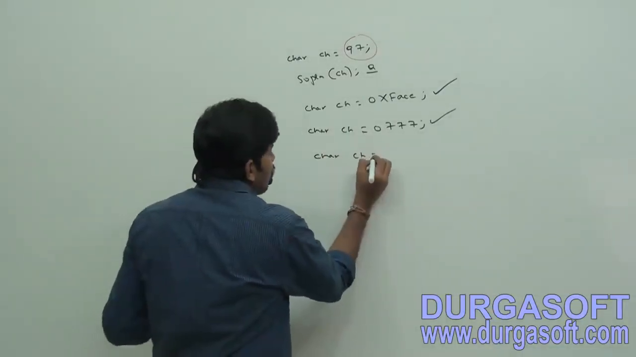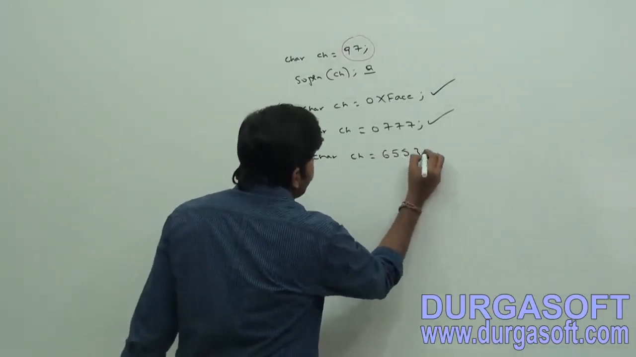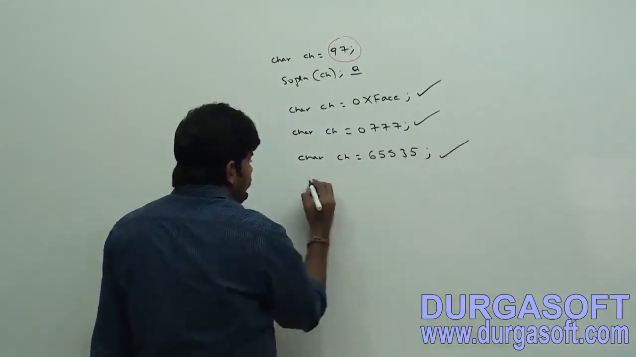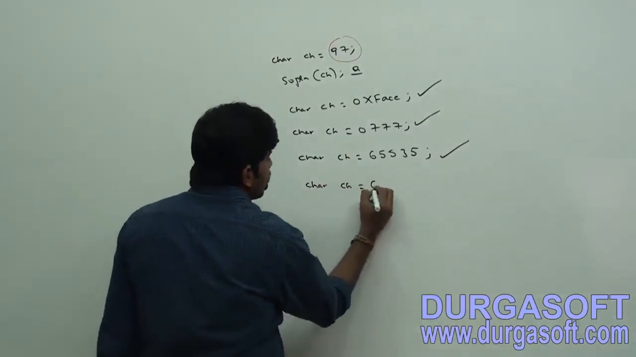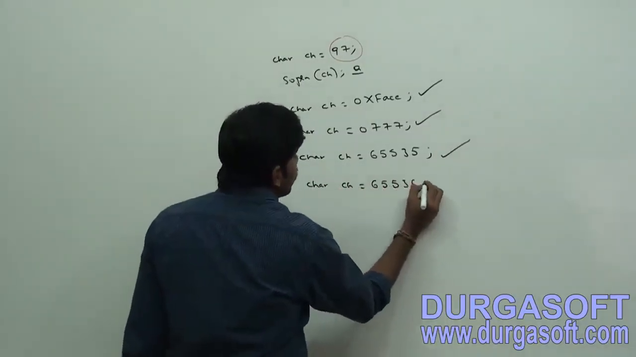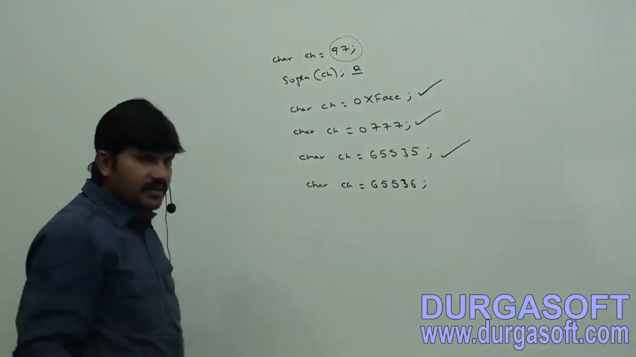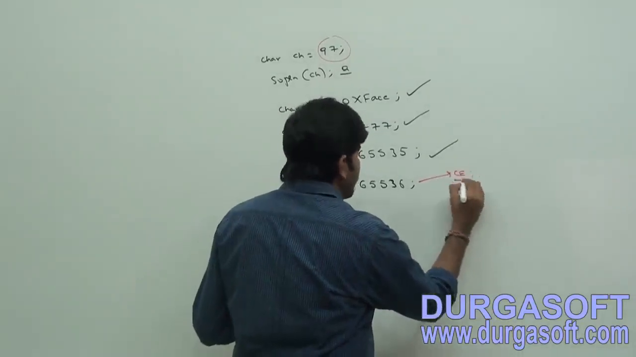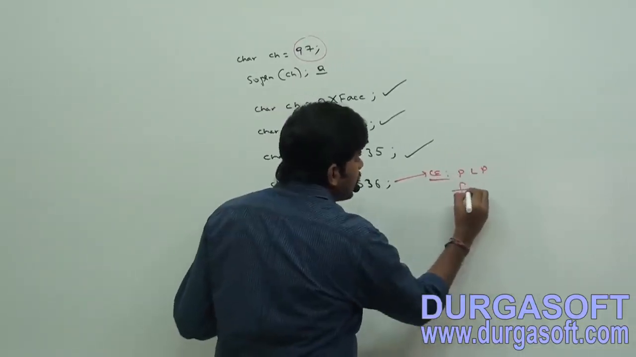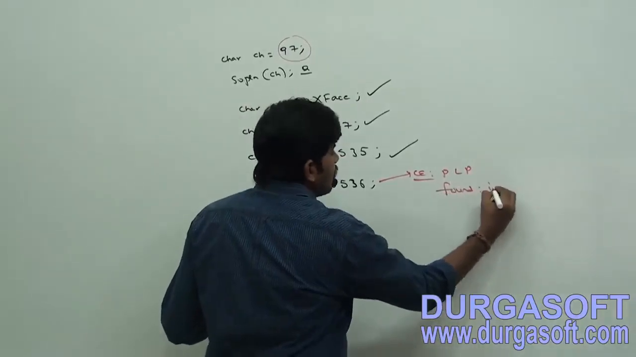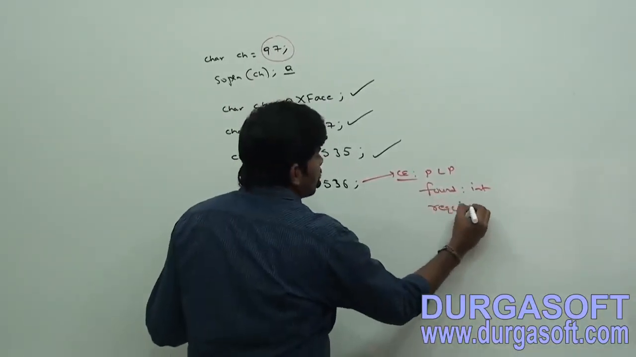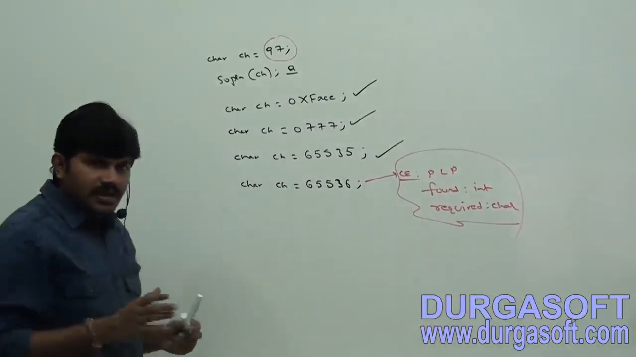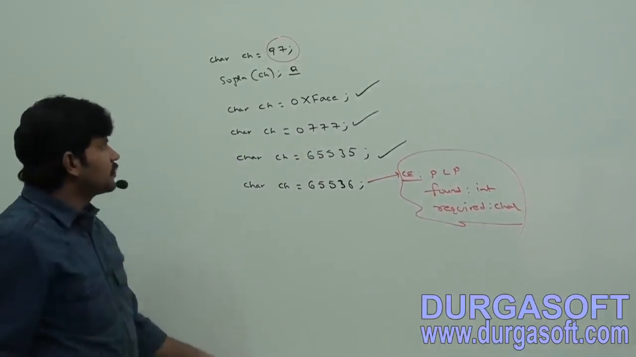Char ch is equal to 65,535. Valid. Char ch is equal to 65,536. Valid or invalid? Invalid. Immediately we are going to get a compile error saying possible loss of precision, found int, required char. Any explanation required? Okay, at this point.